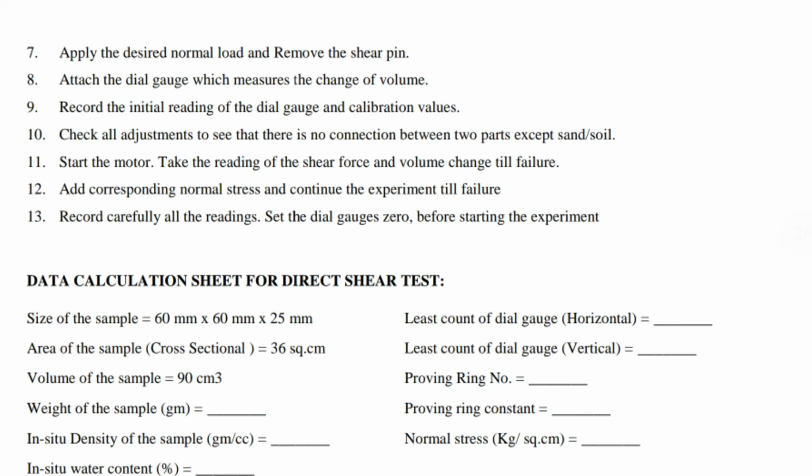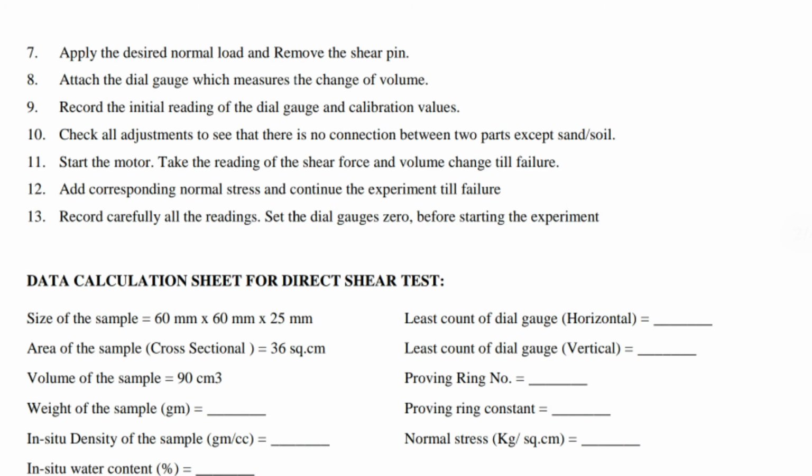Then attach the dial gauge which measures the change in the volume of your soil. Whatever sample you have taken, just put the dial gauge and it will check the volume change in your soil. Then record the initial reading of the dial gauge. You have to note down the initial value of your dial gauge and then the calibration values. Then check all the adjustments to see that there is no connection between the two parts except sand or soil. Then start the motor and take the readings of your shear force and volume changes till failure, and then you can add corresponding normal stresses and continue the experiment till failure.